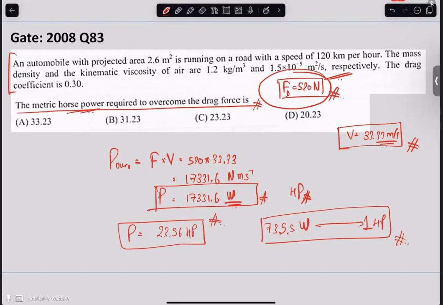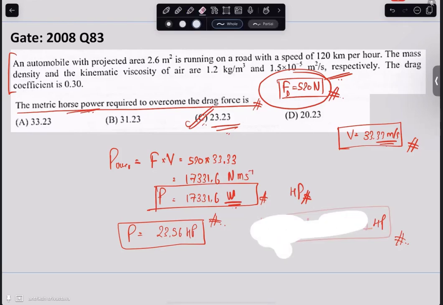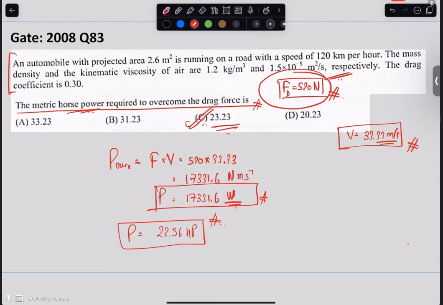So what is the closest option here we have? That is option C, 23.23. That is the correct option. So here what we needed to remember? We needed to remember the conversion factor from 1 horsepower to the equivalent watt.